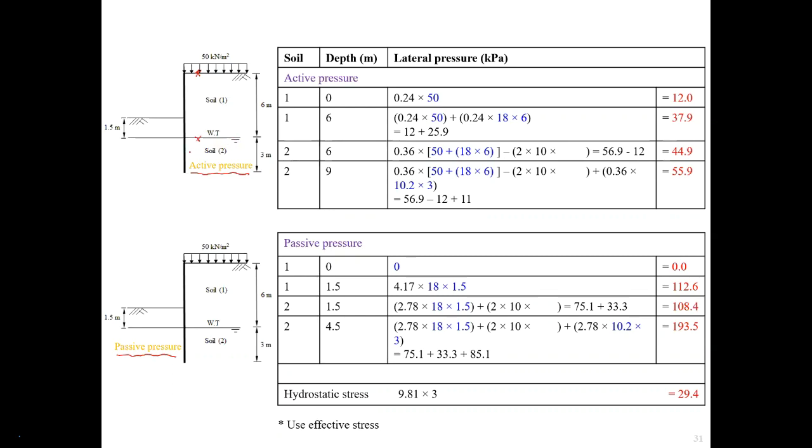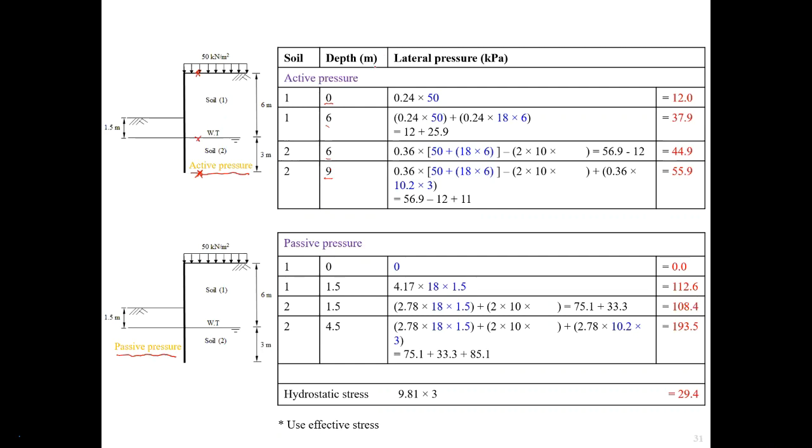Otherwise, if we have a water table here or here, then we have to add another critical point, because that will be the transition for the force. So that's the first point and second point. And the third point will be the boundary, the bottom of the soil layer. So we know the depth of the three points: 0, 6, and 9, right? So we know the depth. Now we need to do the calculation for the stress.